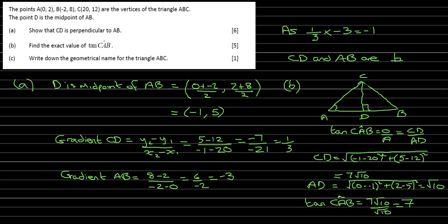And the final part, part C, squeeze this in just here. Name the geometrical name of the triangle. Well, if the perpendicular here splits these two lines in two, then it means that these two sides are the same length, so we've got an isosceles triangle.